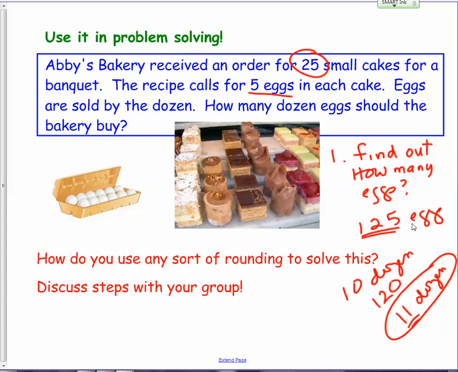So 25 times 5 eggs is 125 eggs. And then we talked about, do you really need to use your calculator? Can you estimate here? Well, you know that 10 dozen is 120 eggs, and 125 is 5 more. We know a dozen is 12, so if we get 11 dozen eggs, we're sure to have enough. We're going to have 7 extra, but that doesn't matter. For solving this problem, I just need to know I need to buy 11 dozen eggs.